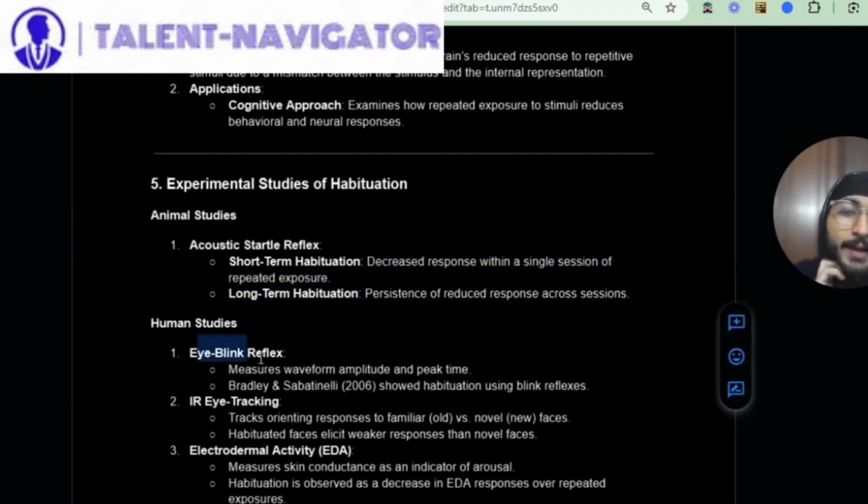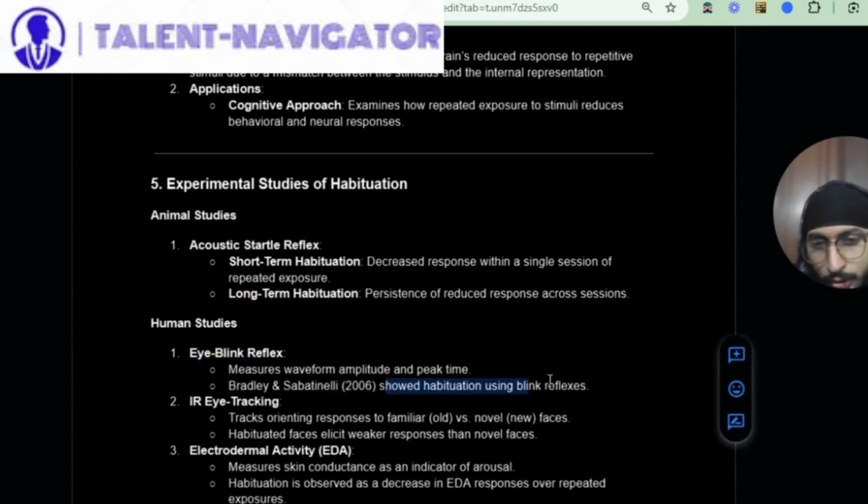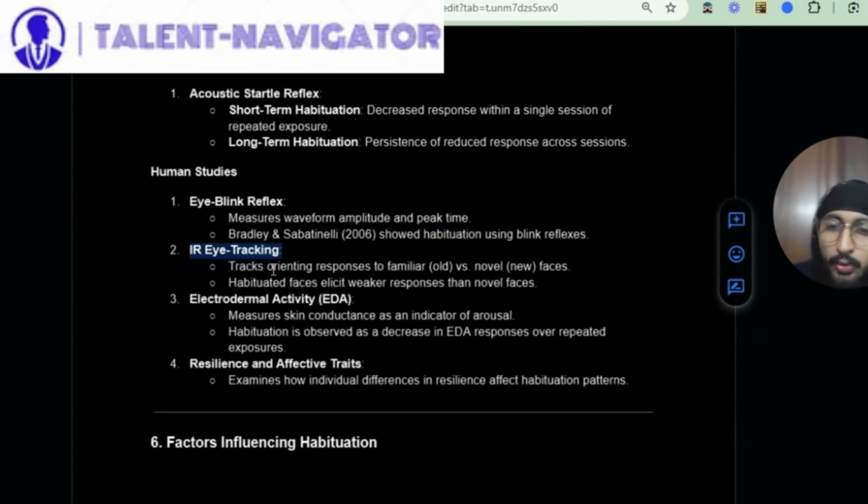Firstly, we'll be talking about the eye blink reflex. The eye blink reflex measures waveform amplitude and peak time. Bradley and Sabatinelli showed habituation using blink reflexes. Then we have IR eye tracking, which tracks orienting responses to familiar, old versus novel, new faces. Habituated faces elicit weaker responses than novel faces.